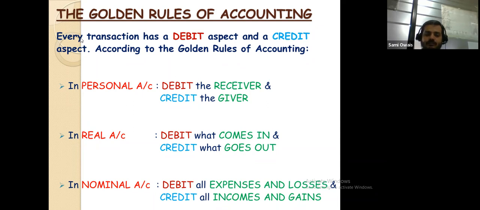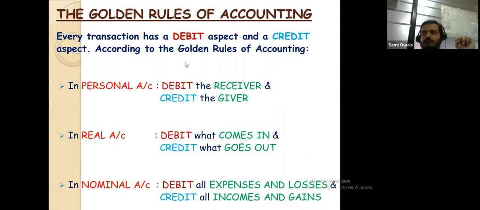We already mentioned that we are going to follow the double entry bookkeeping system. What does it say? It says every transaction has a debit aspect and a credit aspect. It has to have a receiving aspect and a giving aspect. Whenever you are preparing accounts or booking journal entries, a two-way transaction has to happen. There can be no transaction which would have only one debit or one credit. Every transaction must have at least two aspects. It can have multiple aspects, but minimum two: one receiving and one giving.